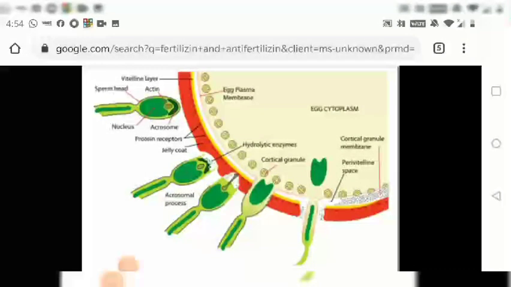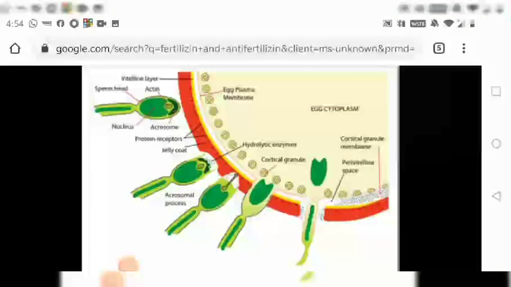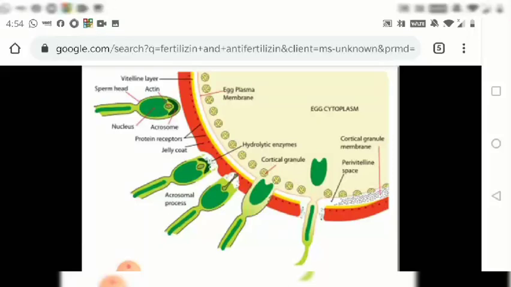So next we'll see how fertilizin and anti-fertilizin work. First, the egg is activated by the fertilizin and anti-fertilizin reaction. So where will this fertilizin be present? It is present in the egg. It is a type of glycoprotein. So what is this anti-fertilizin then? It is an acid protein which is present in sperm. Later this fertilizin activates, and they attract and agglutinate.